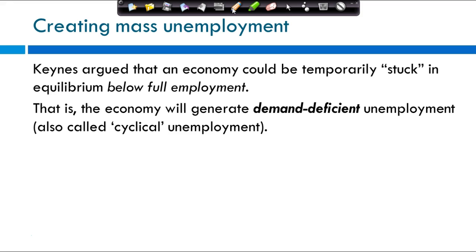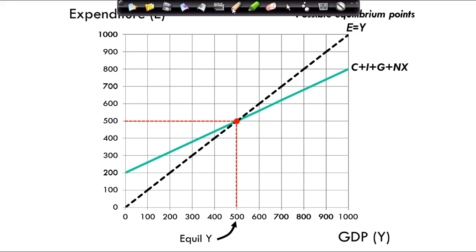So the economy could generate demand-deficient unemployment, which in your textbook is also called cyclical unemployment, because it's referring to the business cycle. When an economy goes into recession, the downward portion of a business cycle. But Keynes's point is that you could have unemployment that's generated by insufficient demand for goods and services in the economy, and that in the short run there was no reason to think that the economy in itself would rectify that problem. So graphically we can represent it in this way.